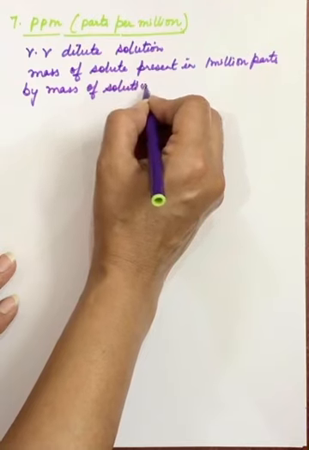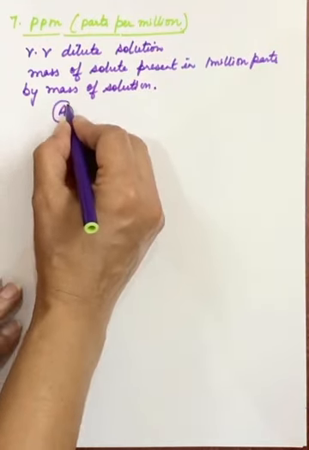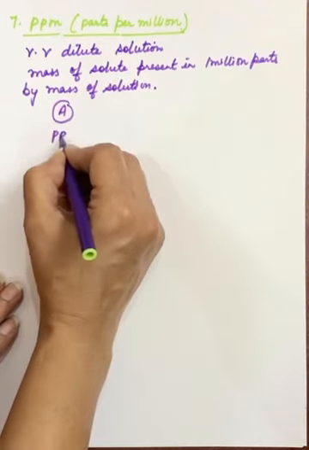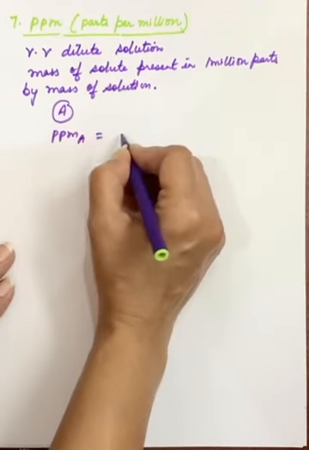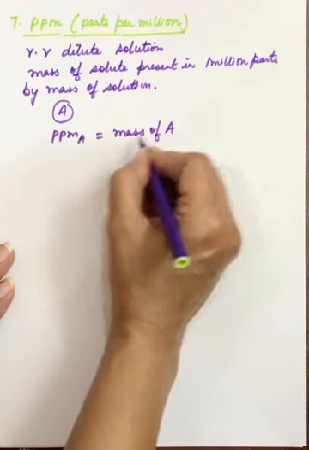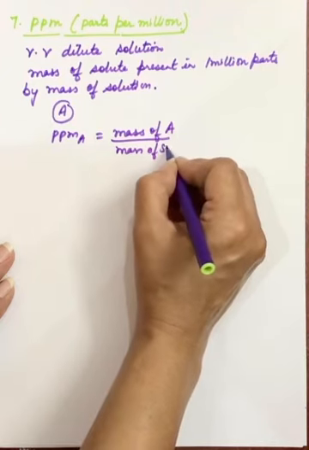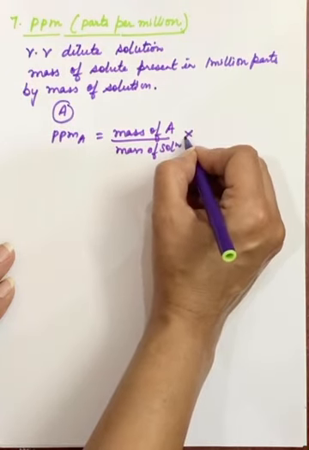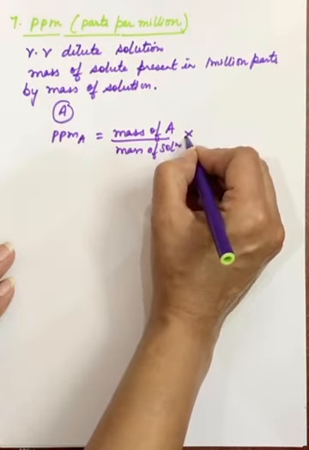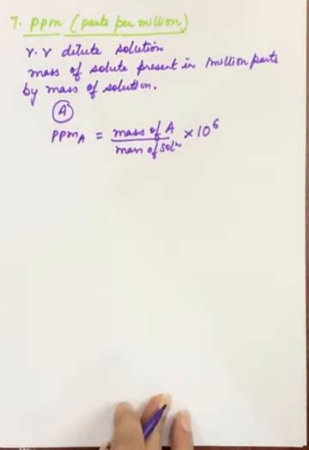So we are using masses here, like we have to tell the parts per million of A component. So ppm of A is equal to, it's just like percentage only, just see mass of A upon mass of the solution. In percentage we write into 100, here it is parts per million, in million parts, so here this one will be 10 raised to power 6.